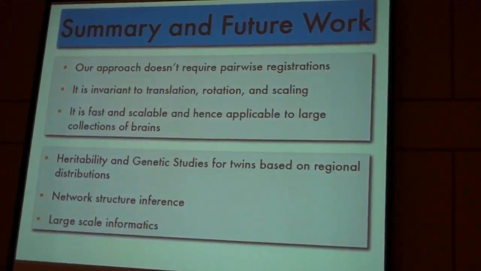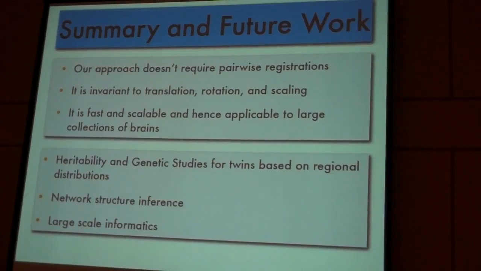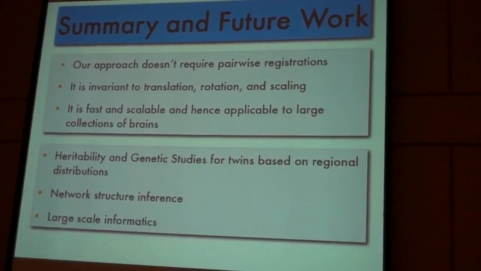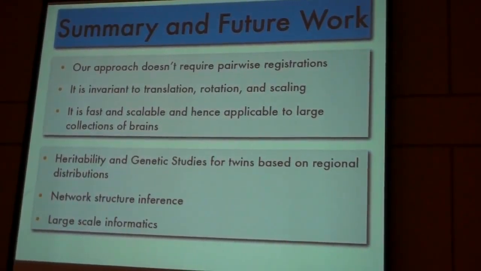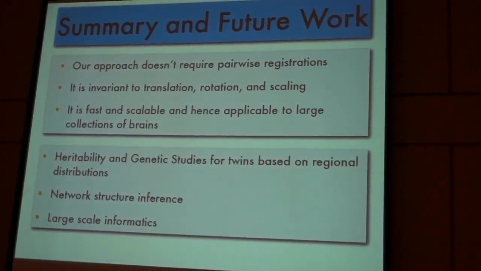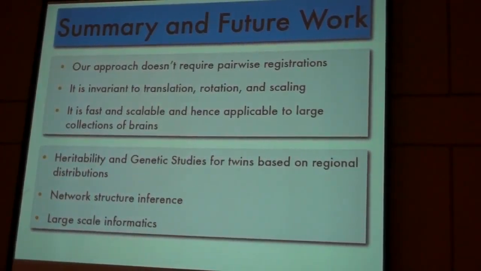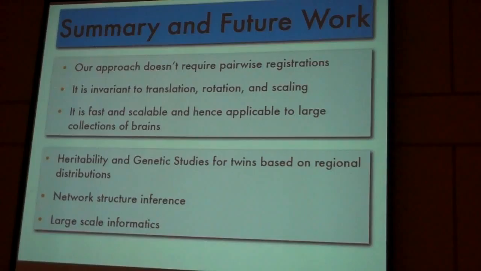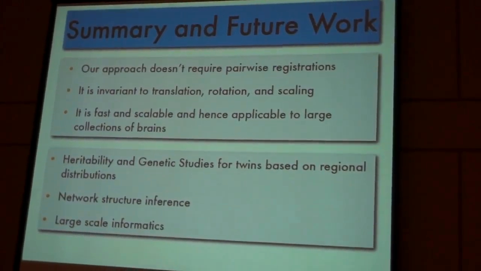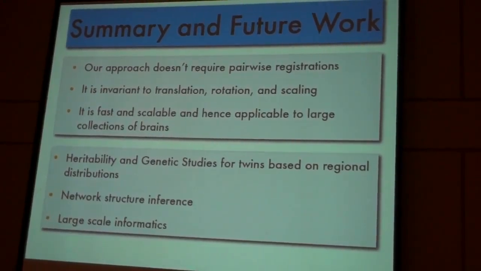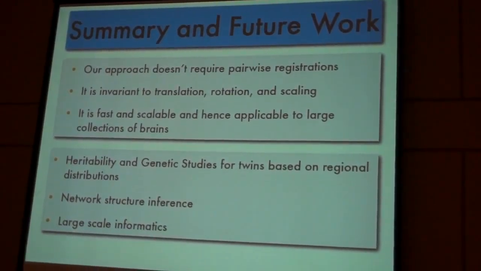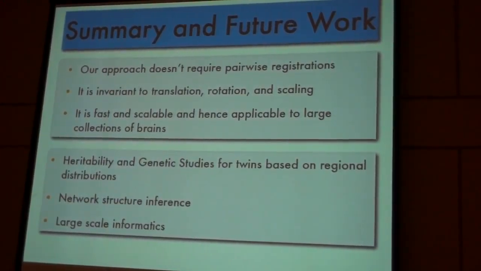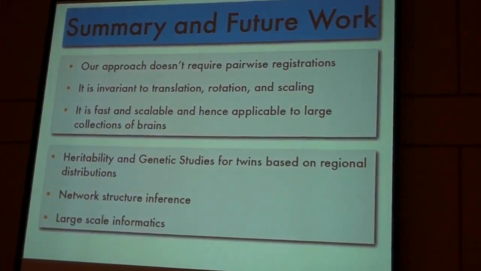So one is trying to do heritability and genetic studies for twins and other populations based on these distributions, and really trying to understand how various features such as thickness, volume, or area interplay genetically or even across a pedigree in a given population. The second is to actually use this representation for inferring networks, again structural networks purely based on thickness or volumes, and actually integrating both of these approaches into a large-scale informatics framework in the future. Thanks. That's all.